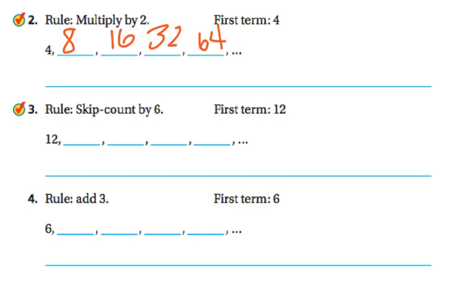Question 3, it says skip count by 6 and you're starting with 12. I want to see if you all can do that one on your own. Okay, hopefully you got number 3. And now let's try number 4. You should be able to do number 4 on your own as well. I'll give you a few moments for that. The rule is to add 3 and our first term is 6.